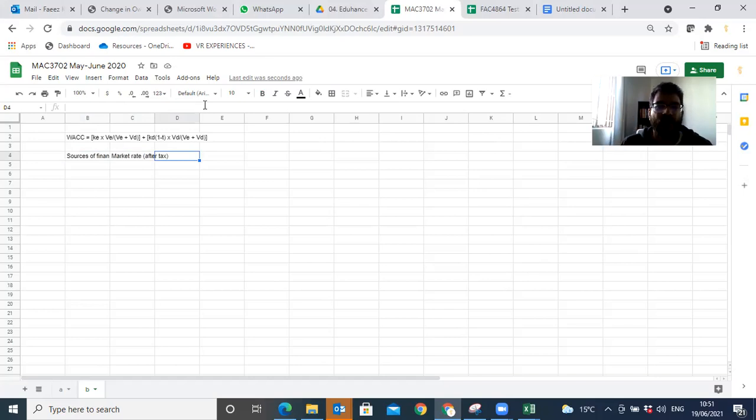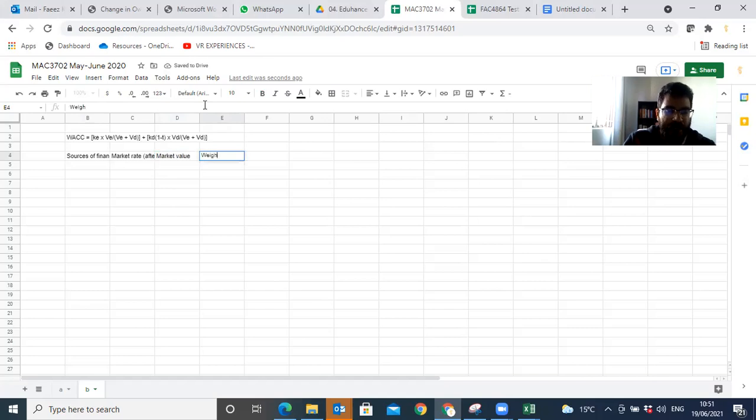But in most cases, the weighting is not given, and we need to calculate the weighting. And how we calculate the weighting, they told us to calculate the weighting using market value. And that is why we have a column for market value. If the weightings were given, if the target capital structure in its exact proportion is given, then there's no need to have the market value column. So be aware of that. The market value column is there only to calculate the weighting.